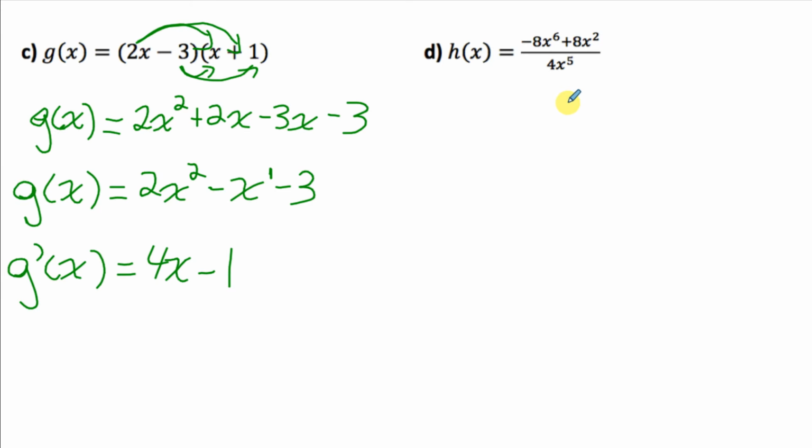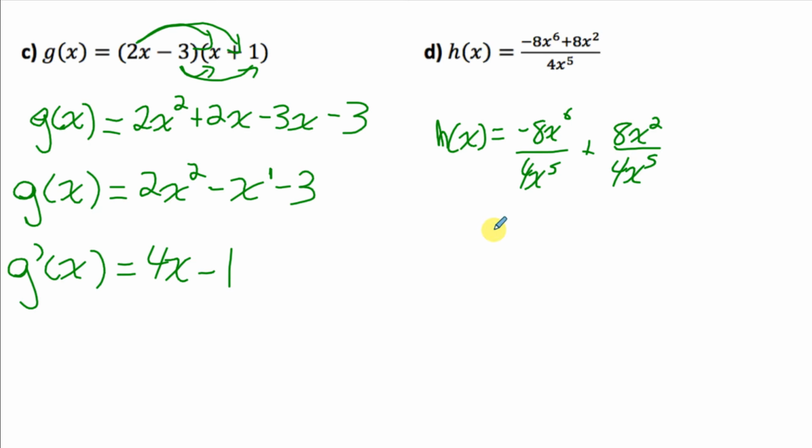Part D. There's a few ways we could do this. There is something called the quotient rule, which we'll learn later. But for now, I think it's easier if we just simplify it and then differentiate. So for example, both of these terms in the numerator are being divided by that 4x to the 5. Let me write this as two separate fractions. So I have negative 8x to the 6 that is being divided by 4x to the 5. Plus, I also have the 8x squared, which is being divided by the 4x to the 5.